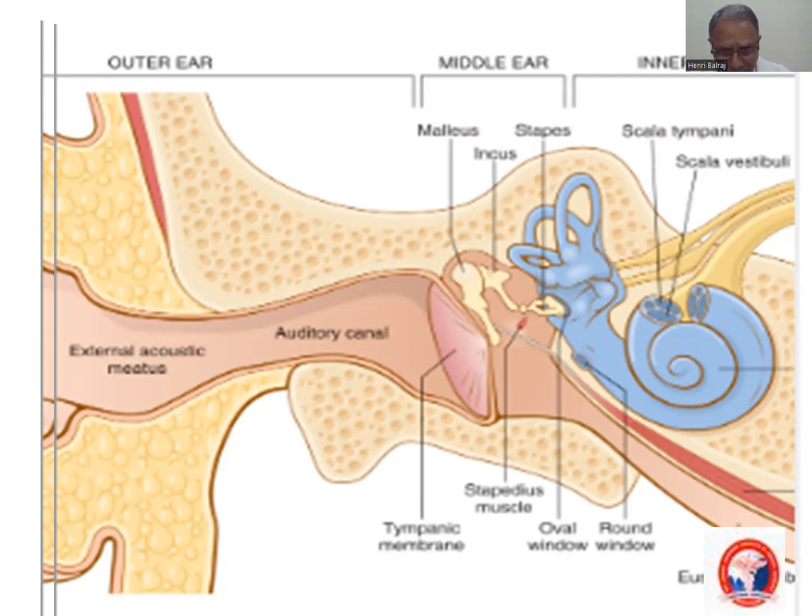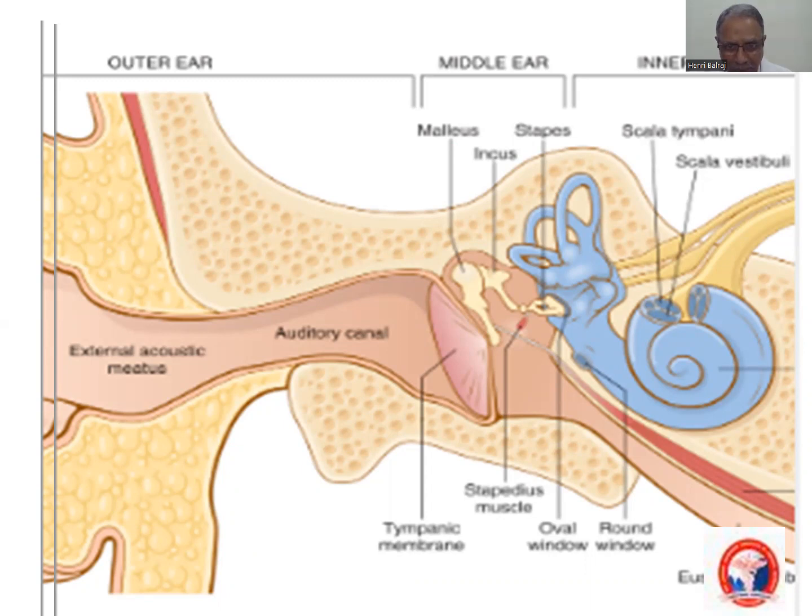The foot plate of the stapes is connected to the vibrating tympanic membrane by two other small bones, the malleus and incus. Stapes is otherwise known as stirrup, and this is the foot plate of the stapes. Malleus, incus, and stapes are known as the ossicular chain.